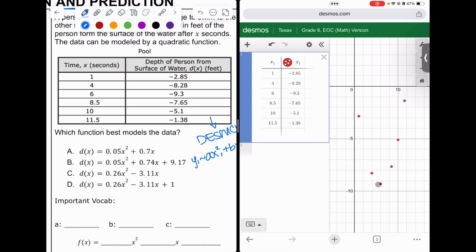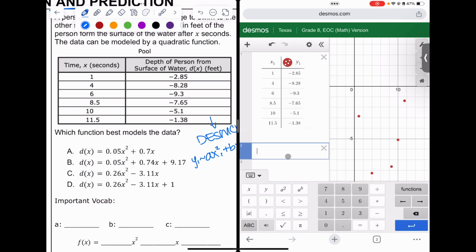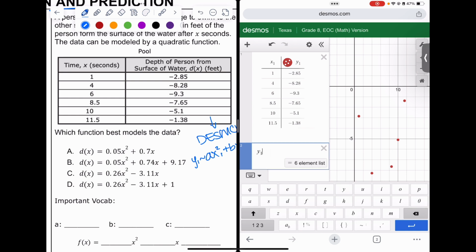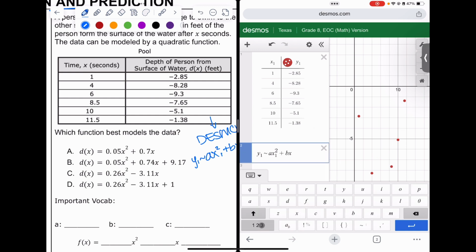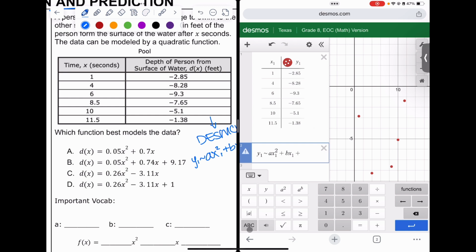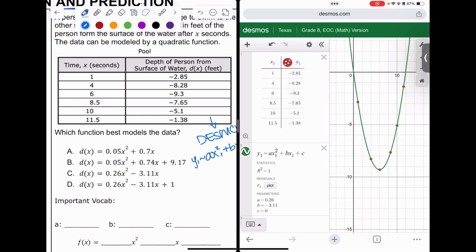If I follow this shape, I know it kind of looks like a U shape, okay? So, I'm going to type in y1 squiggly line ax squared 1 plus bx1 plus c. Do we see how now this green U shape touches all of these points?